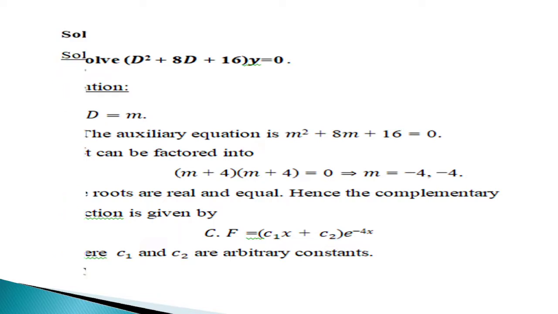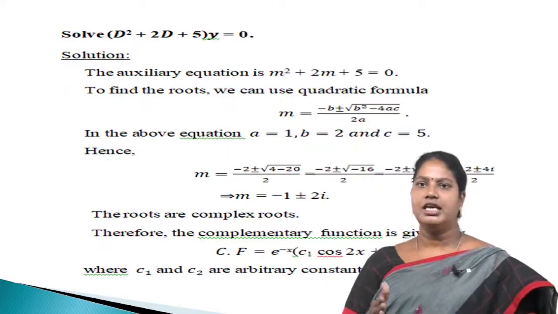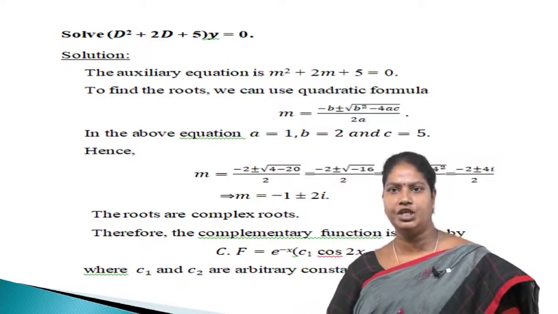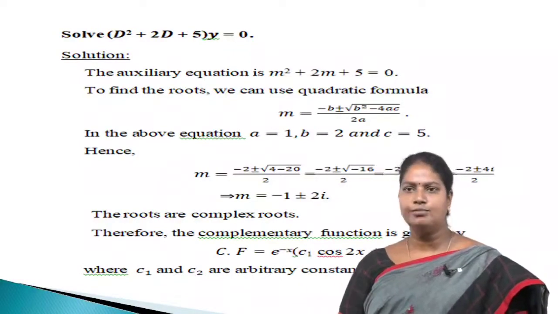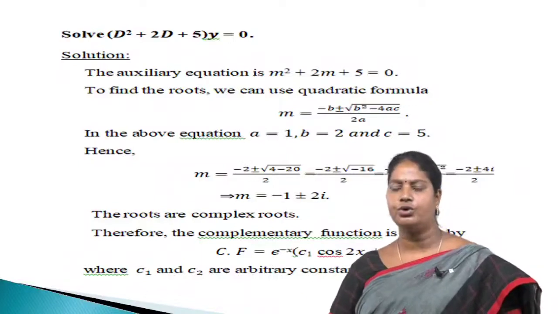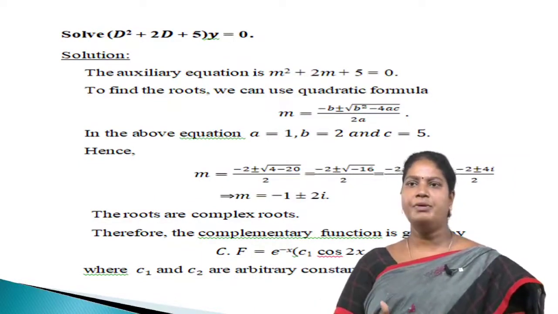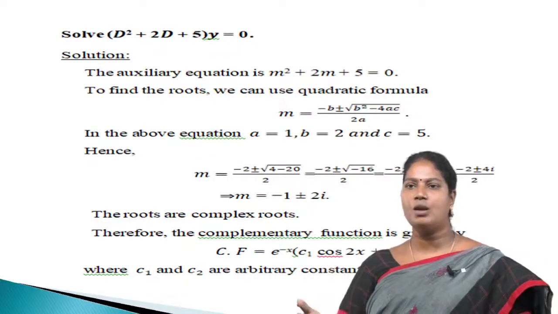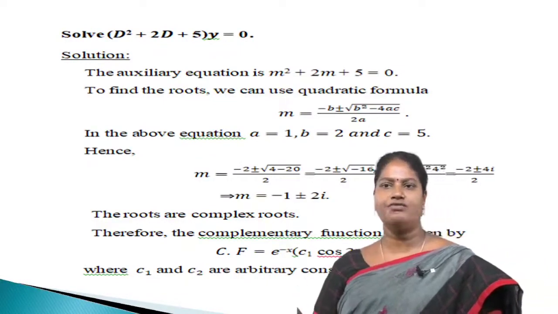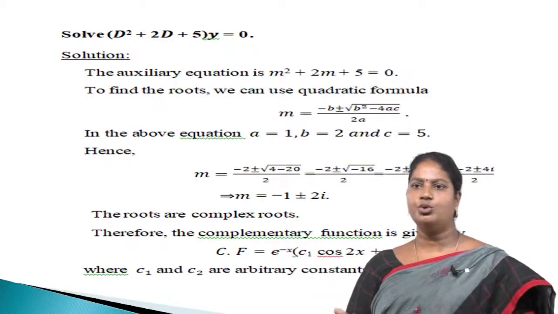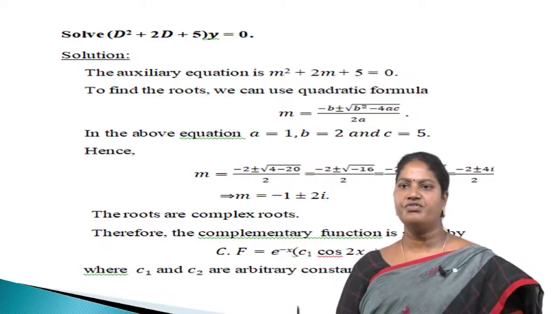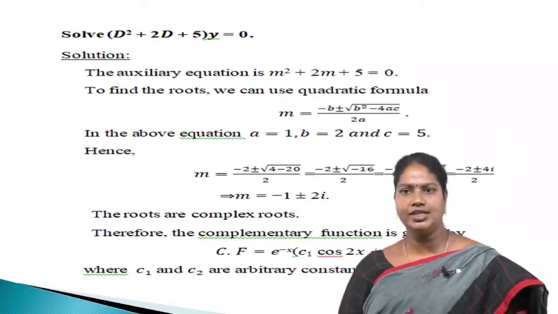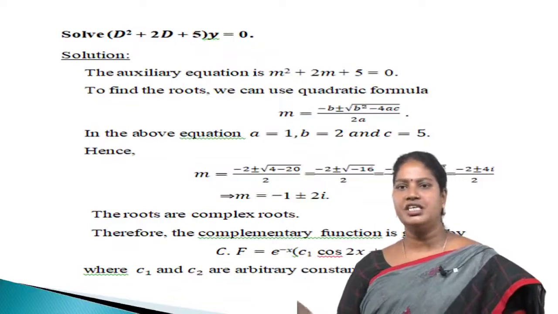So for case 3, the example problem is (capital D square plus 2D plus 5) into y equal to 0. So the auxiliary equation is m square plus 2m plus 5 equal to 0. Here the 5 cannot be factored into two numbers because it is a prime number. So we have to go for the famous quadratic formula, that is m is equal to minus b plus or minus root of b square minus 4ac divided by 2a. In the above equation, a is equal to 1, b is equal to 2, c is equal to 5.